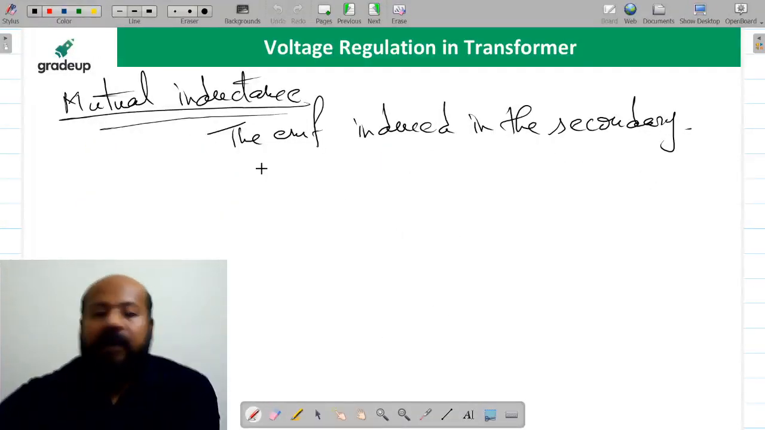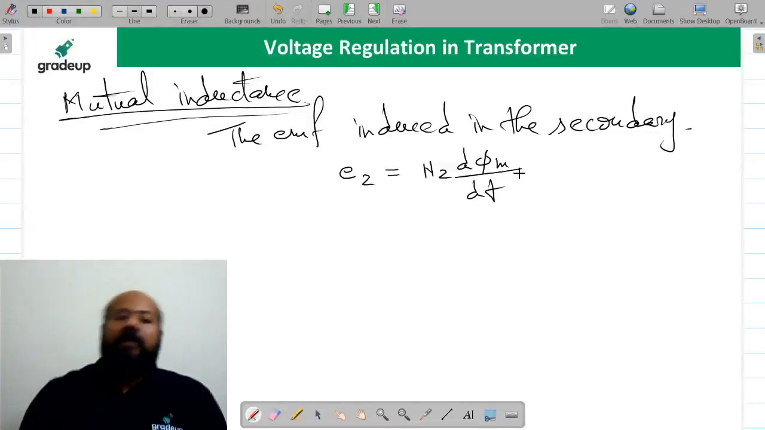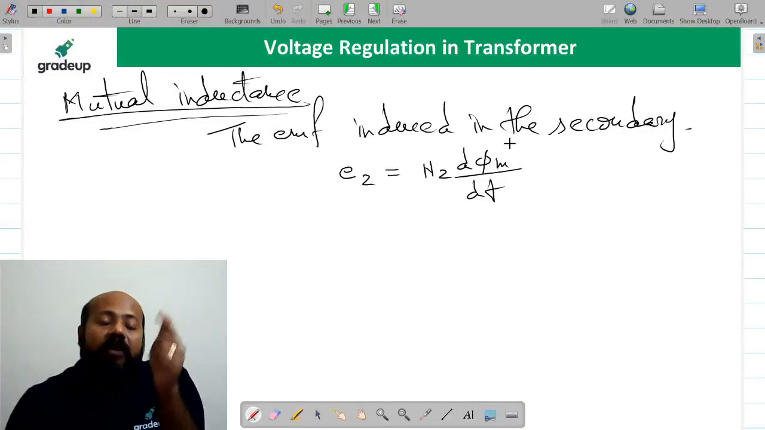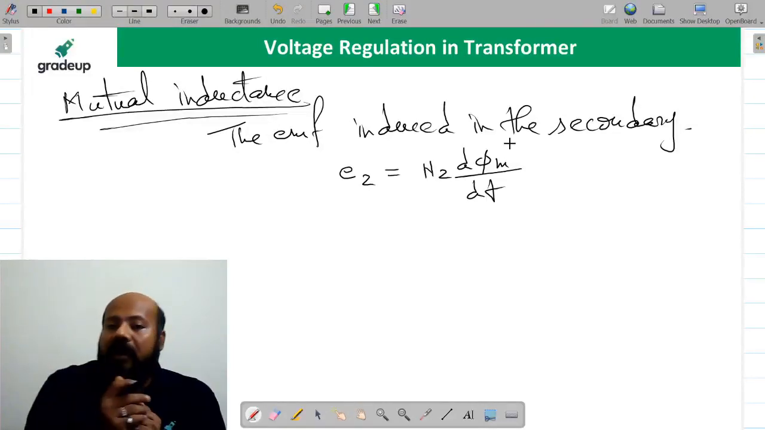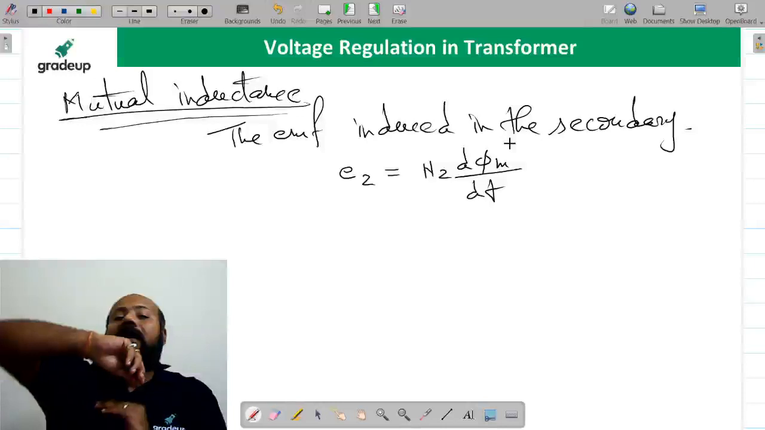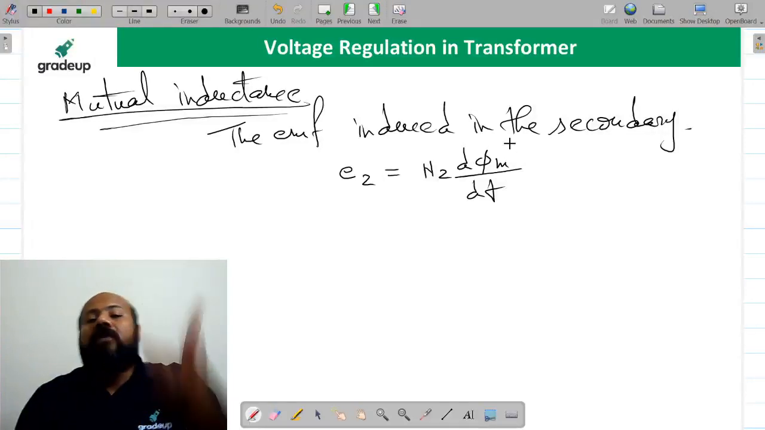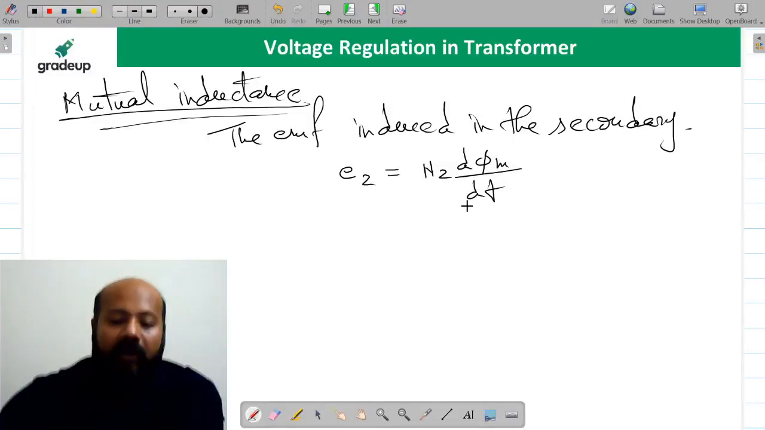So how are you going to write the EMF induced in the secondary winding? Use Faraday's law. So this is going to be N2 d phi m upon dt. Are you getting this or not? What is phi m? Phi m is the mutual flux. Because of the current in the primary winding at the supply side, there is going to be some flux in the transformer core, which we are calling mutual flux. Why are we calling it mutual flux? Because this flux is linked with the secondary winding, and because this flux is time varying, it induces some voltage in the secondary winding that we write using Faraday's law as d phi m by dt. I hope it is clear to all of you.